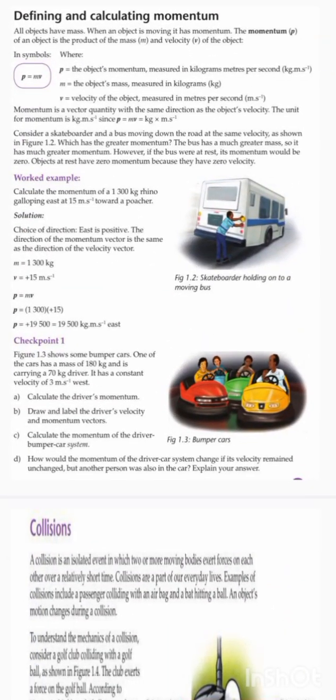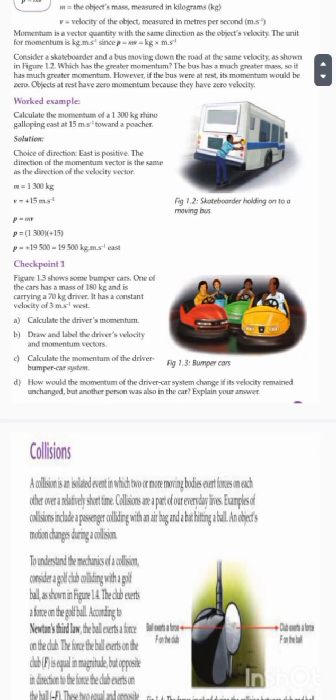Okay, now definition and calculation of momentum. All objects have mass. When an object is moving, it has momentum. The momentum p of an object is the product of the mass and velocity of an object. It means that momentum is the product of the mass of the object and the velocity it is traveling at. That's the formula to calculate momentum: momentum is the mass multiplied by the velocity. Okay, momentum is a vector quantity. It means it must always have magnitude and direction.